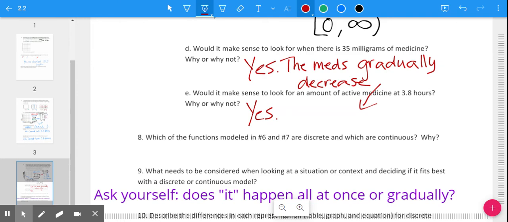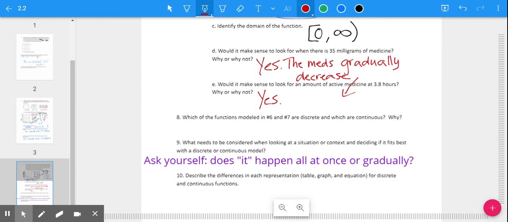Then you can do the compare and contrast, and you can do the discrete and continuous because it's something we've already discussed. When it's discrete and continuous, I have a note here that says, ask yourself, does whatever's going on happen all at once or gradually? That's what you need to consider when you're deciding discrete or continuous. Is it something that happens like boom, all at once? Or is it something that slowly happens across a span of time?